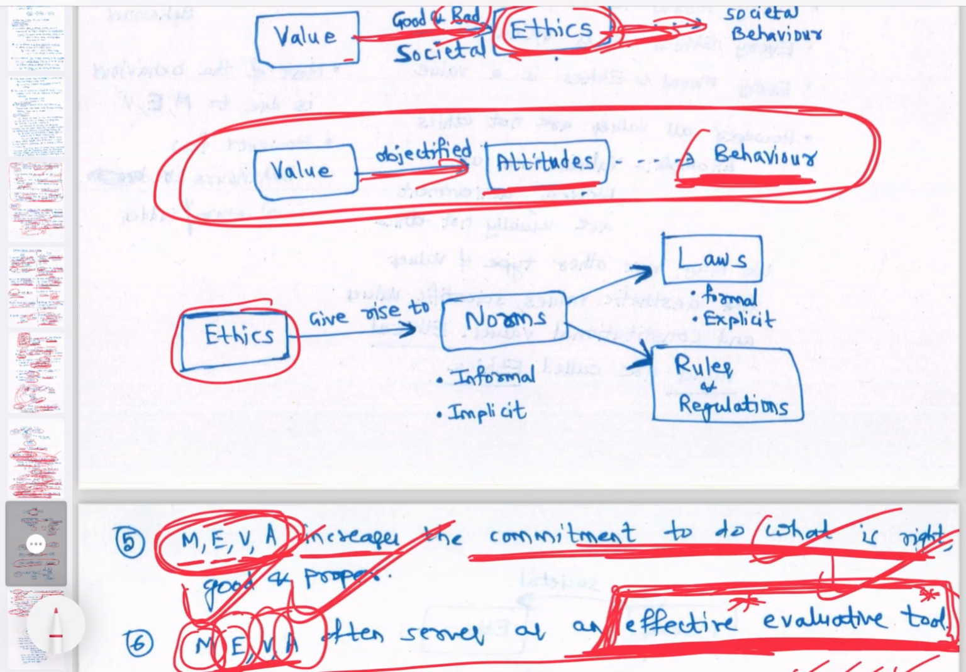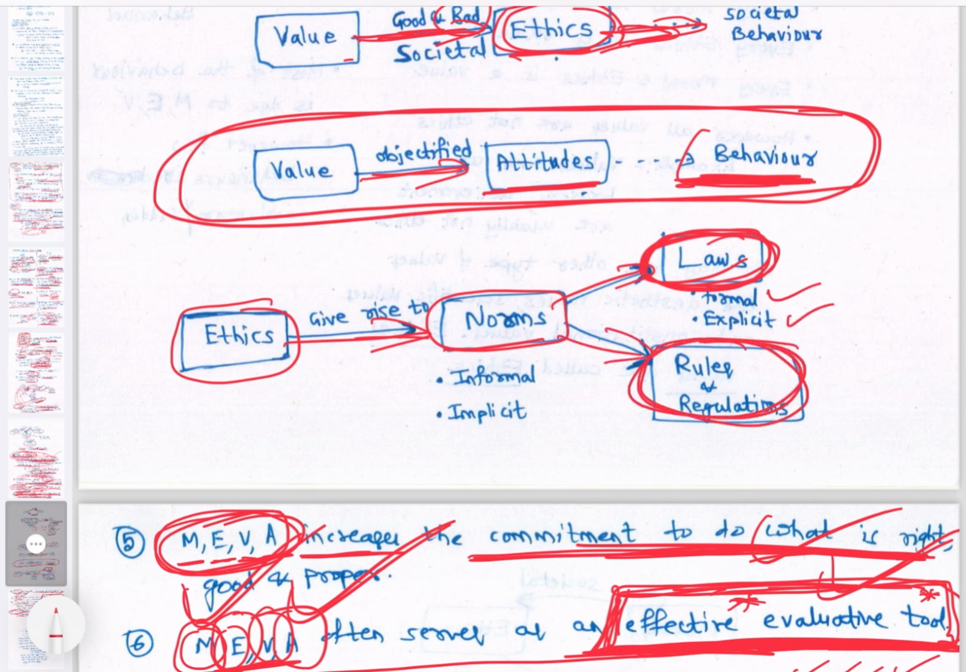Then see, ethics gives rise to norms. Norms can be formal. If norms are formal, then that is laws, formal and explicit. And norms can be rules and regulations also. So this is how ethics is linked to laws and rules and regulations. Laws, rules and regulations are formed from ethics.